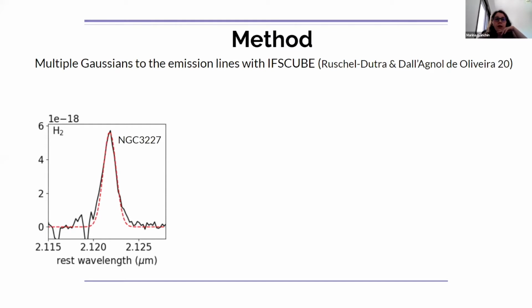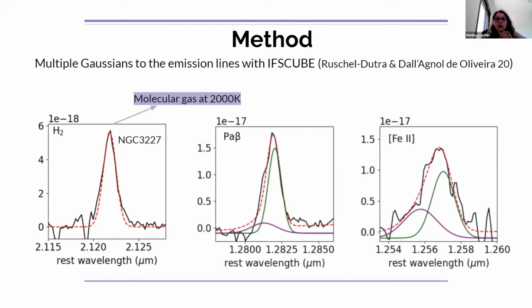So here is an example of the H2 emission line, one of the brightest molecular hydrogen lines in the near infrared in the K-band. This is for one of the galaxies. Of course, black is the observed spectrum, red is the model, just one Gaussian curve. And this is the hot molecular gas at about 2000 K. These are the ionized gas.